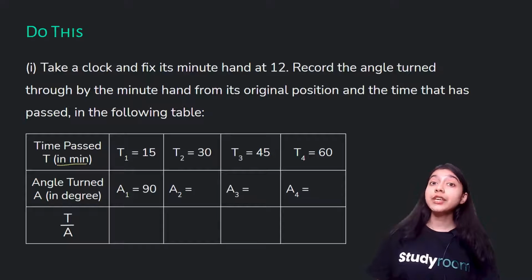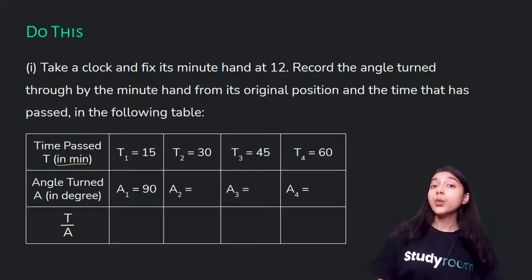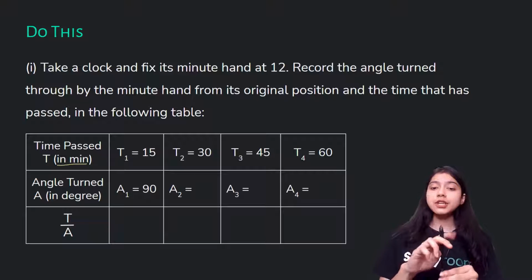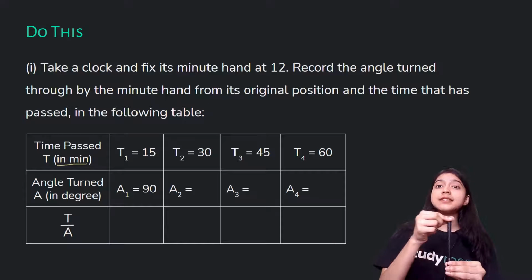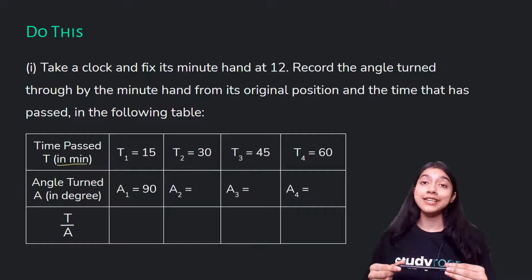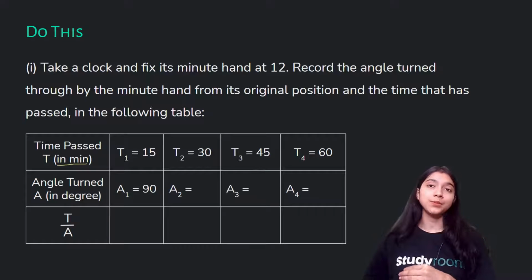First of all, we have to think whether it's a direct proportion or not. With increase in time, the angle turned is also increasing. Initially, the angle turned was 0. As the time increased to 15, the angle turned also increased to 90 degrees. So this is a case of direct proportion.